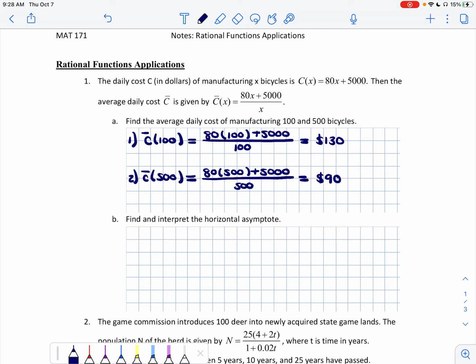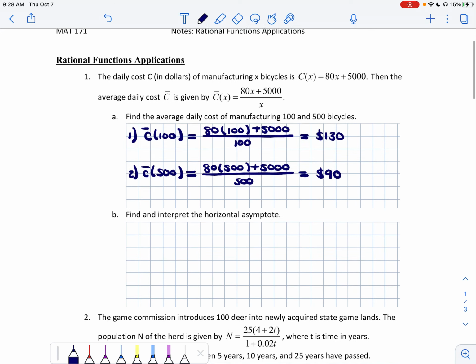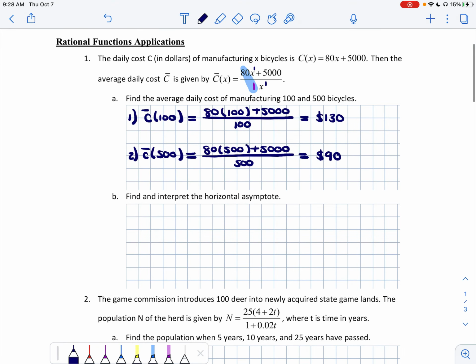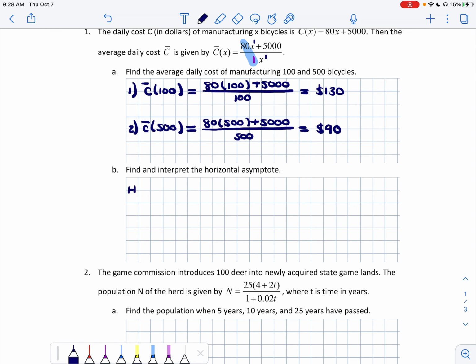All right, so remember, in order to find the horizontal asymptote, we start by looking at the degrees in the numerator and the denominator. So if we look at this one, the numerator has a degree of 1, and the denominator also has a degree of 1. So same degree in the numerator and denominator. So remember then, if we find that we have the same degree in the numerator and denominator, then what we do to find our horizontal asymptote is we divide the leading coefficients. So in this case, we would have 80 divided by 1, or just y equals 80 as our horizontal asymptote.